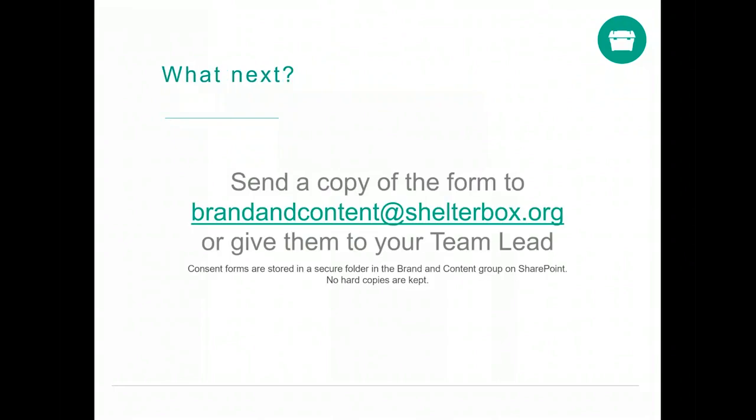Okay, so once you have consent and you're happy and confident that it's informed consent, it'd be great if you could take pictures of the consent forms or scan them and send them to us at brandandcontent@shelterbox.org, or give them to your team lead, and then they'll pass them on to the team. The consent forms are stored in a secure folder in the brand and content group, so no hard copies are kept, and it's secured so they won't be shared unless they're needed to. So that's how you can share it with us.